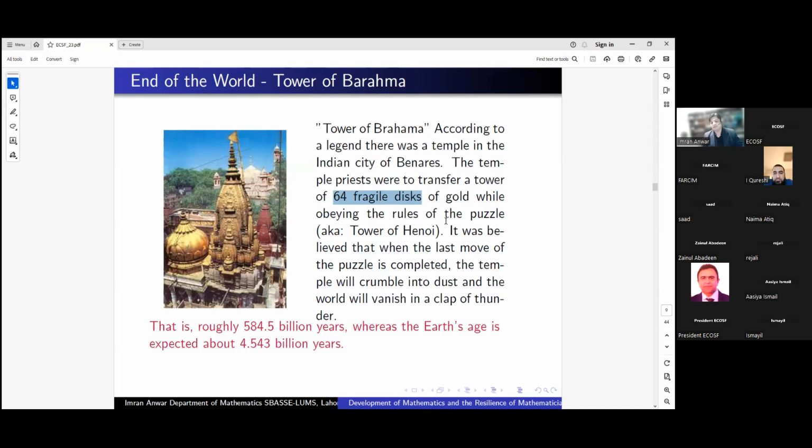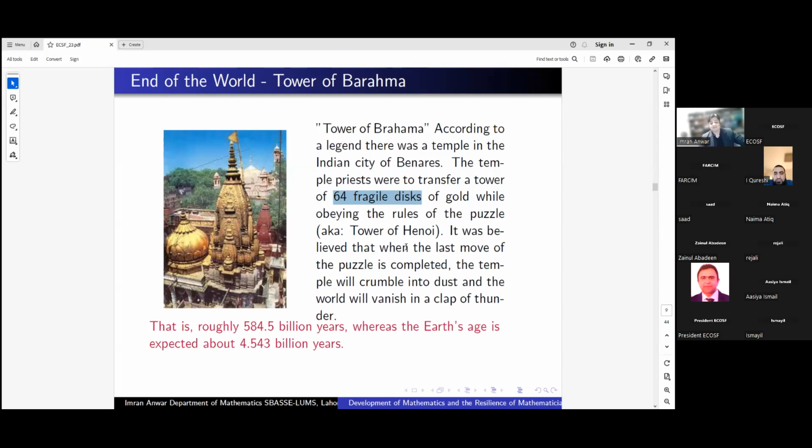And this particular rule is well known to any undergrad student nowadays, because Tower of Hanoi is a mathematical problem, taught at the university level. It was written in their scriptures that when the last of the 64 disks is moved, there will be a huge earthquake, and ultimately the earth will be destroyed.